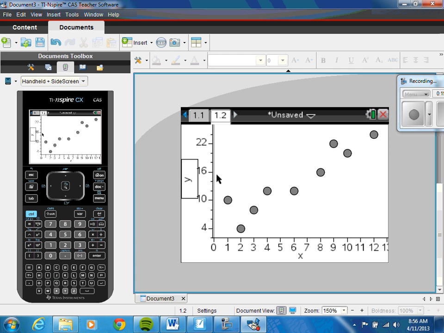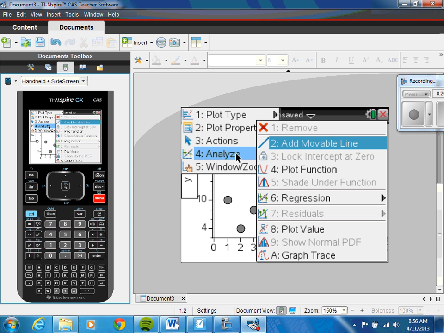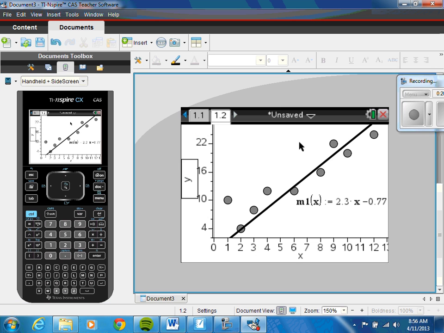Okay, so the next thing we need to do is draw a line. We need to draw a line of best fit. So what I'm going to do is go to Menu, okay? And I want to Analyze. I want to add a movable line. Bam. Now, when you hover over it with your mouse, it's going to look like this.